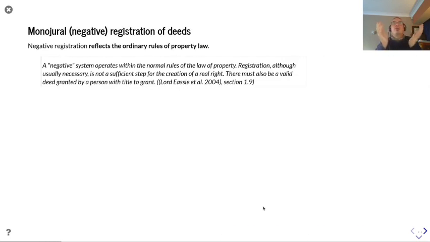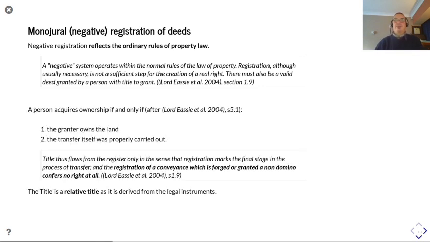So monojural is a negative registration of deeds approach. Negative registration reflects the ordinary rules of property law. This is described by Lord Rodger as a negative system operating within the normal rules of the law of property. Registration, although usually necessary, is not a sufficient step for the creation of a real right. There must also be a valid deed granted by a person with title to grant.